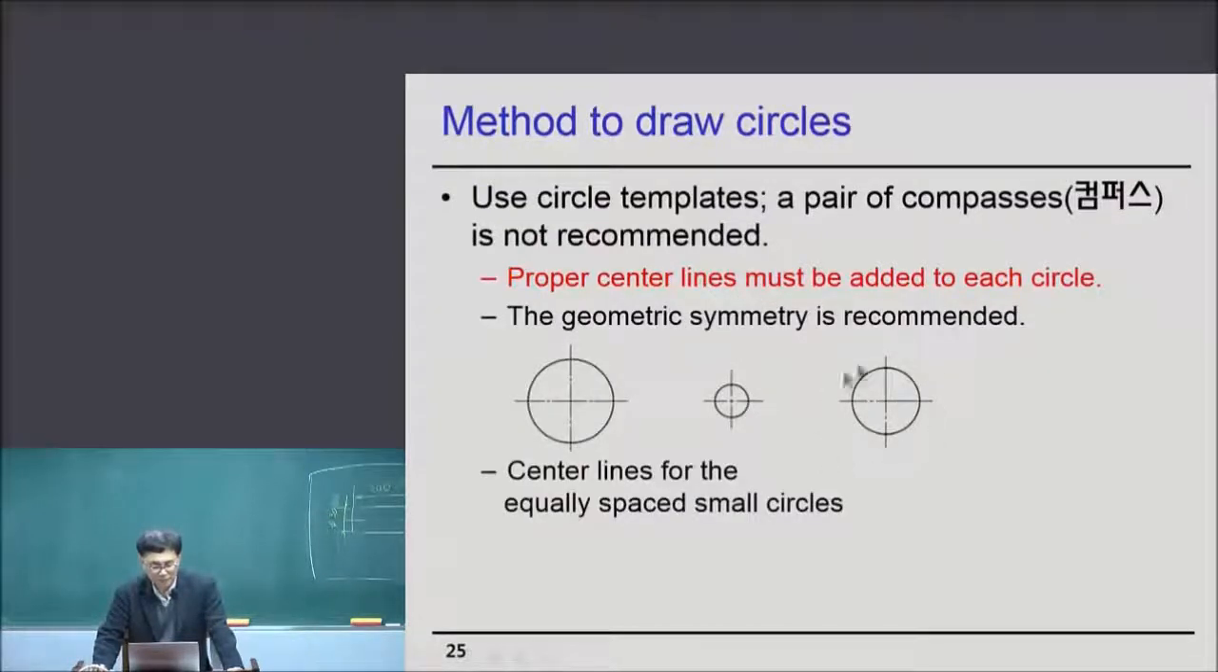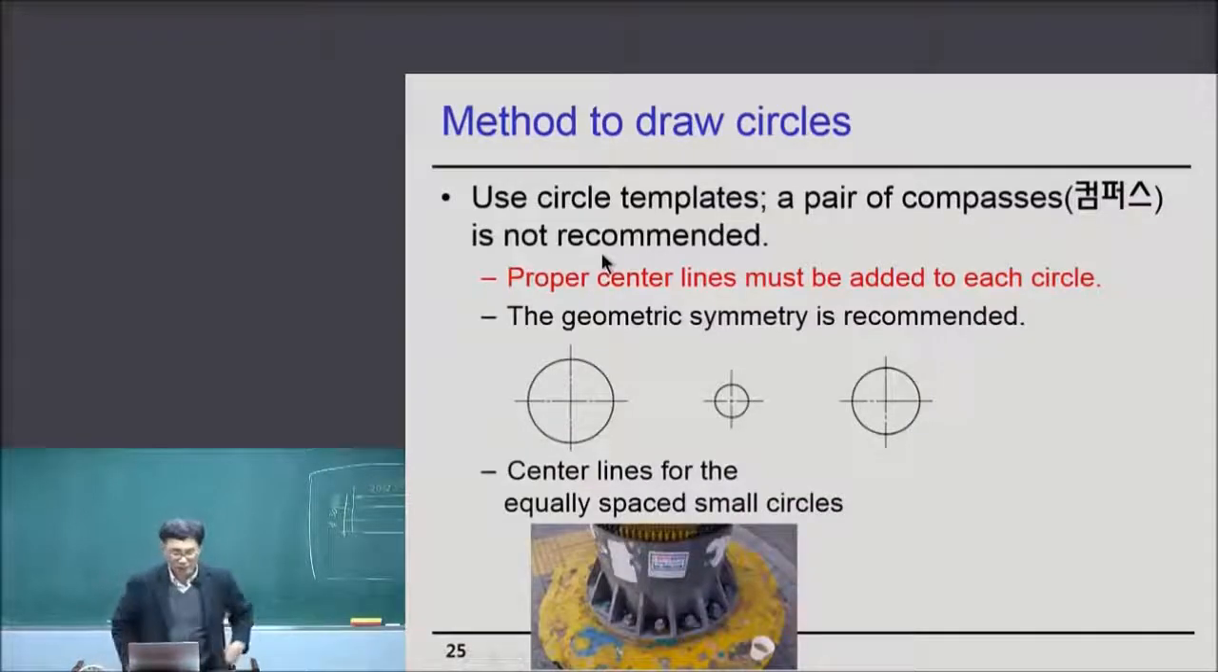So for example, this is not symmetric. But if your center line is showing the symmetric circle, so the shape of the center lines is also symmetric, that is recommended.